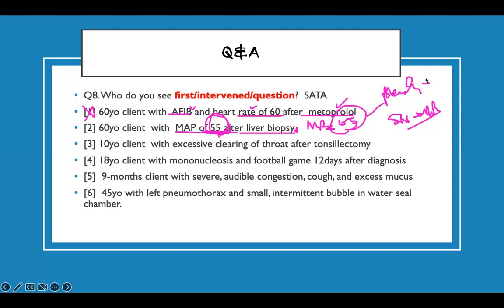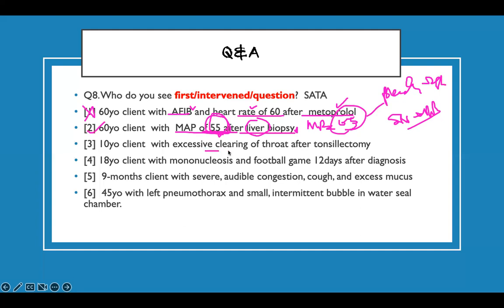If you're bleeding, you are in shock. I told you liver and kidney biopsies are vascular organs. If they're going to give you a question about liver biopsy or kidney biopsy, it's going to be like that. Either signs of bleeding or wrong position. So I need to see this patient.